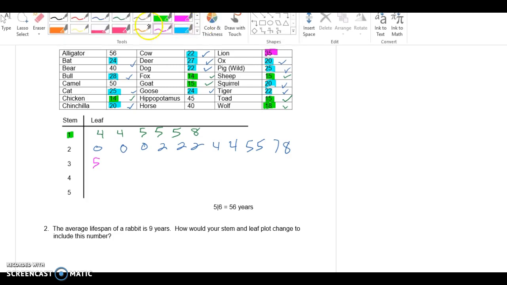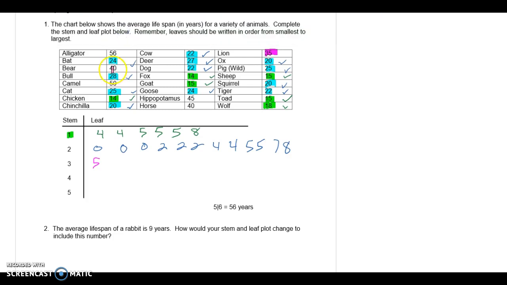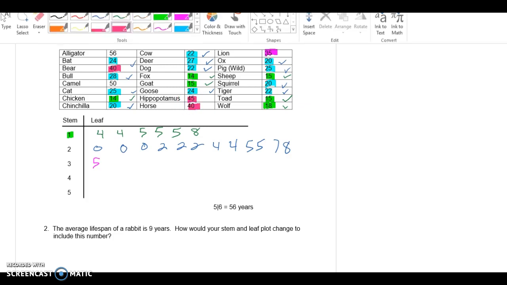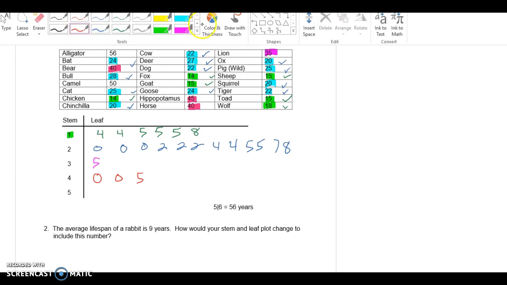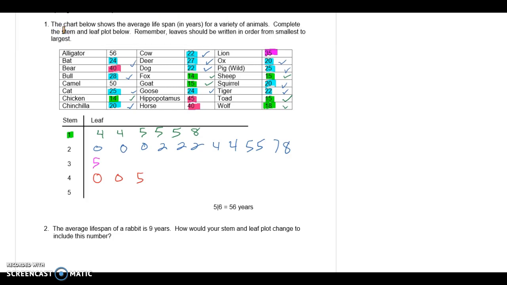And moving on to the 40s. So we have 40 years old, 45, and 40. So 2 40s and a 45. And then I've got 2 50s, 56, and a 50. So a 0 for the first leaf and a 6 for the other. So then that should take care of all of our data.